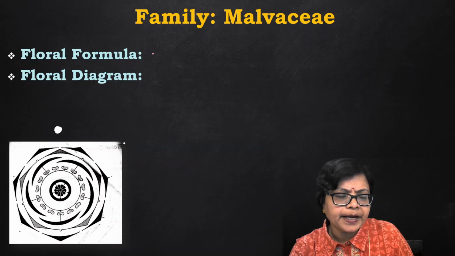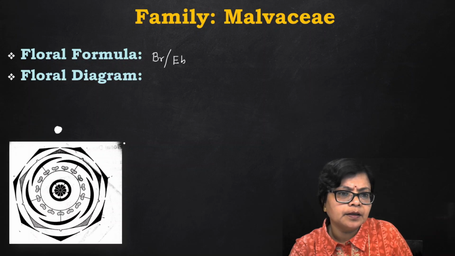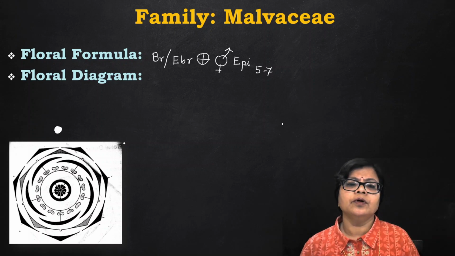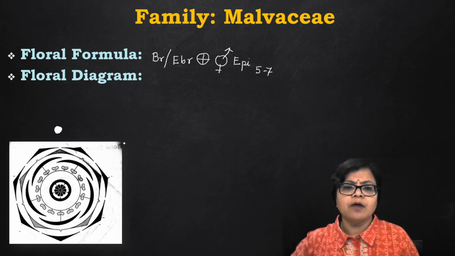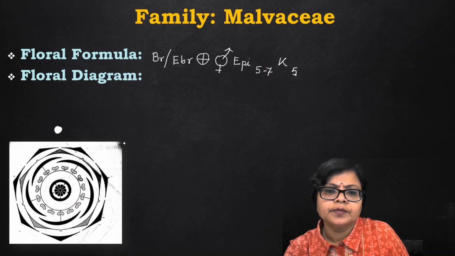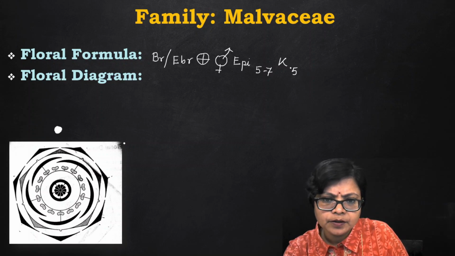So first, bract: BR if present, EBR if bract is absent. Then actinomorphic, radial symmetry, and then bisexual flower, so this symbol. Then epicalyx, the number varies 5 to 7 and they are free from each other, so no need to write a bracket outside 5 to 7. Then calyx, 5 in number, and gamosepalous means united, so we have to put a bracket outside 5.